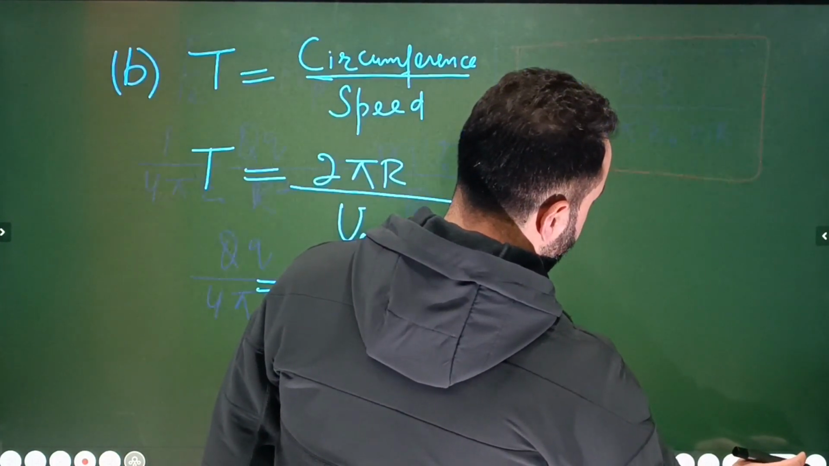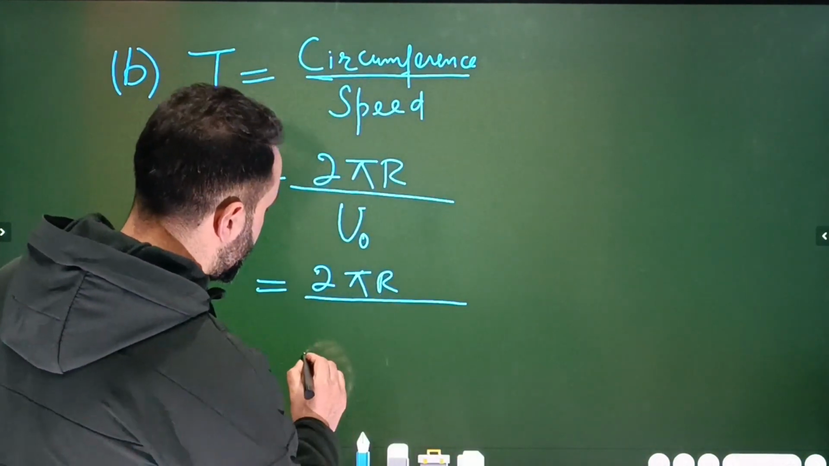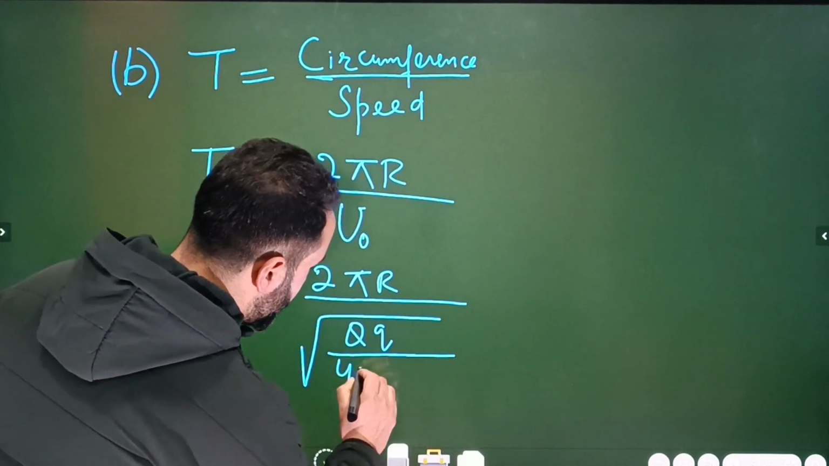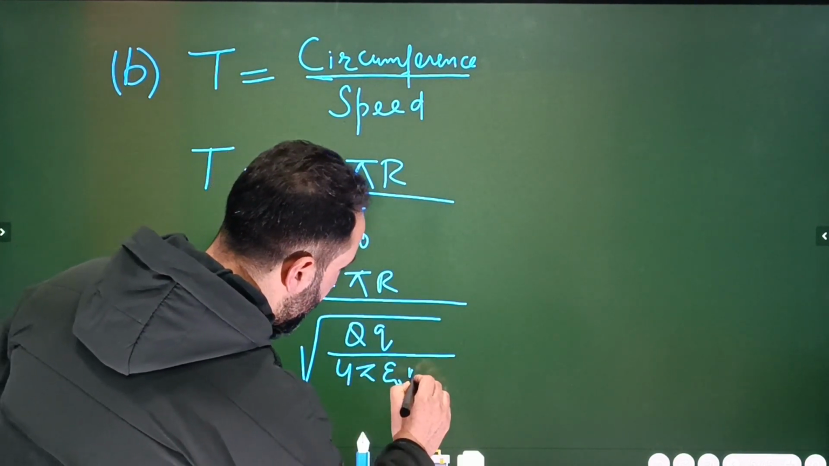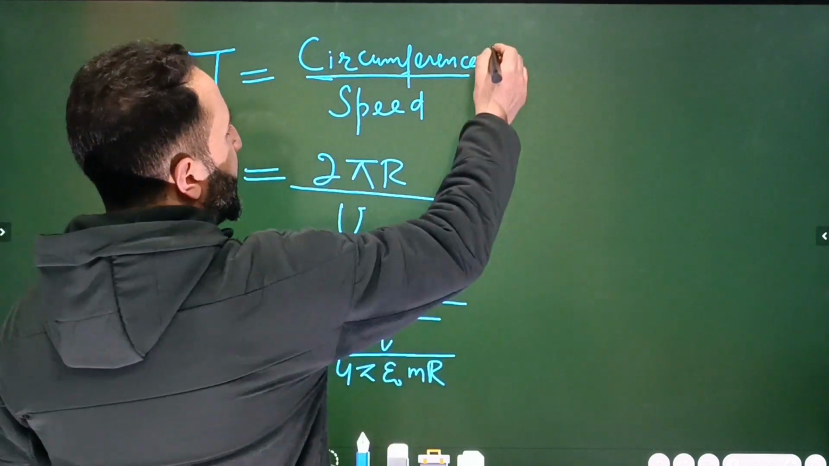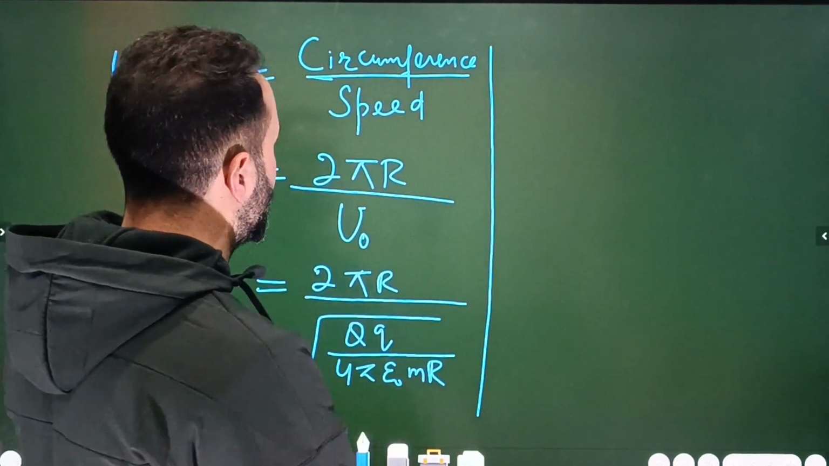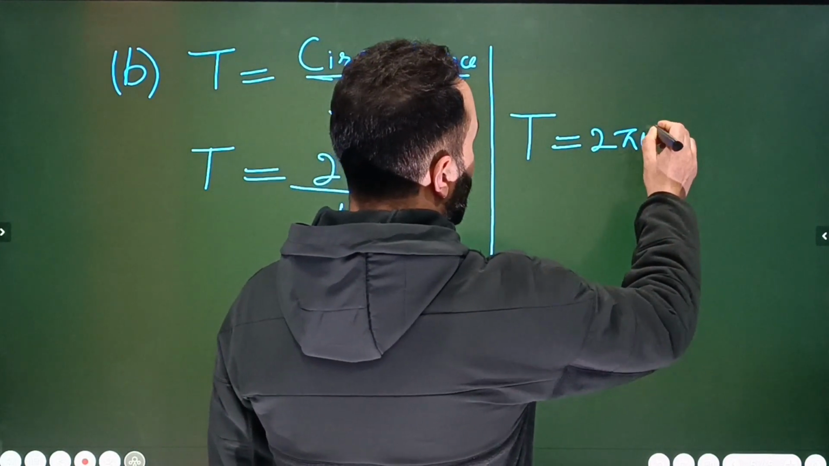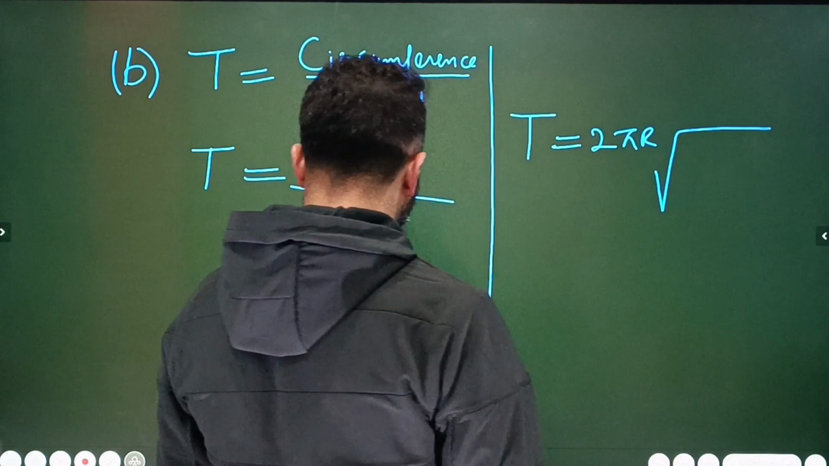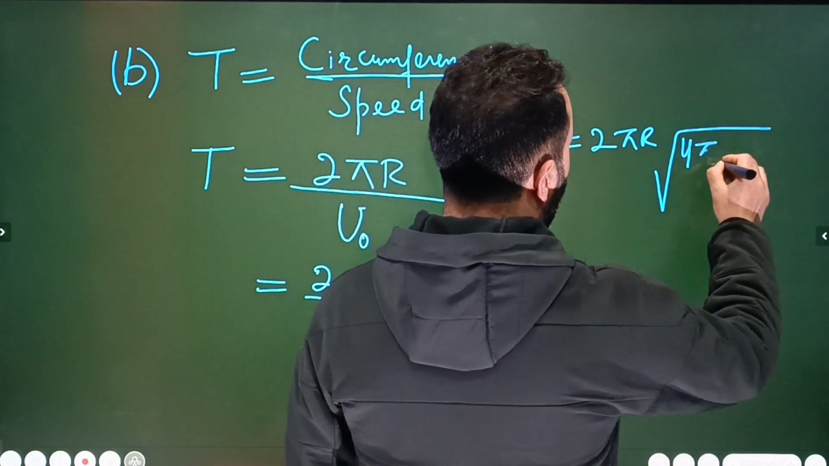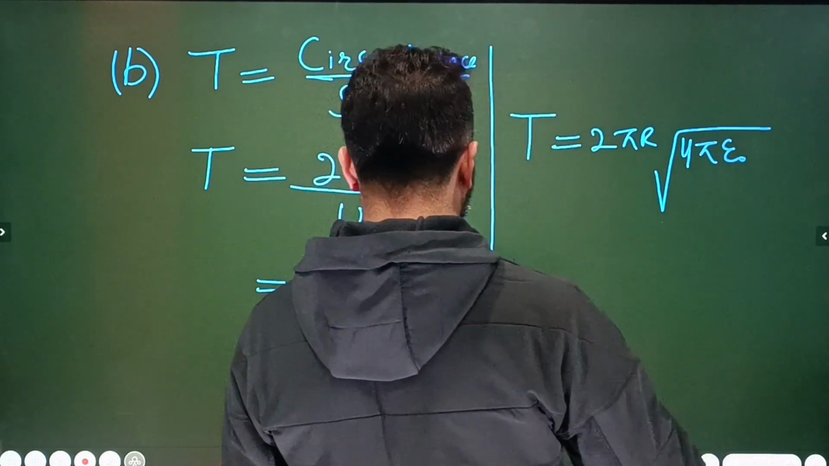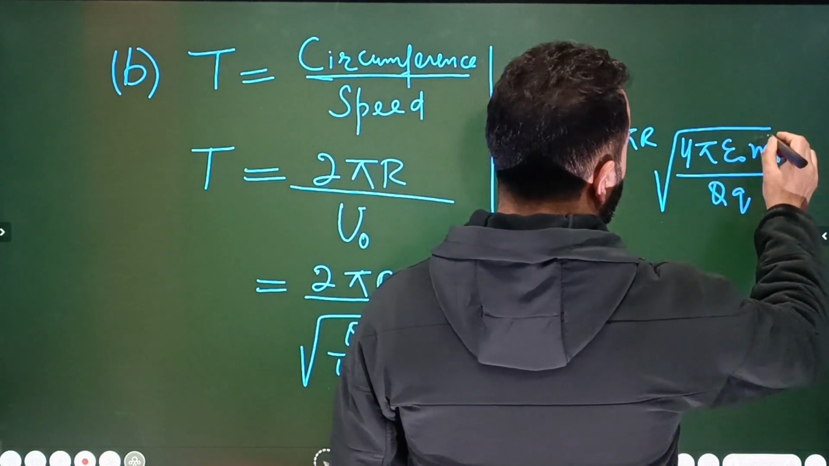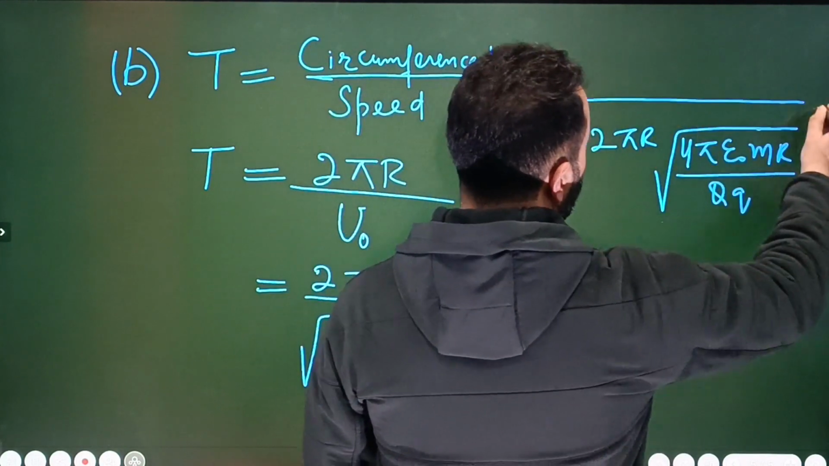So I am going to substitute it here. It is equal to root of capital Q small q divided by 4 pi epsilon naught multiplied by m multiplied by r. Then let me make this equation a bit more beautiful. So finally the equation will be like this. Time period equals 2 pi r root of 4 pi epsilon naught multiplied by m into r divided by capital Q small q. So this is the time period. Again, a beautiful equation.